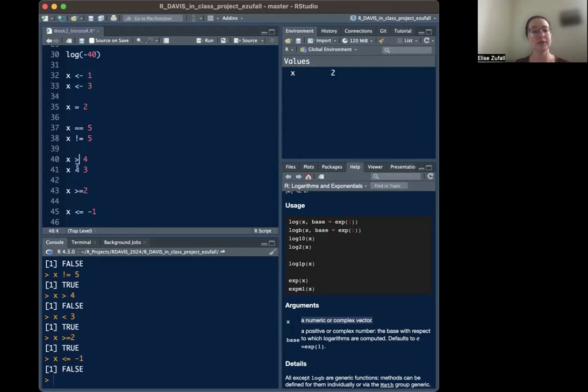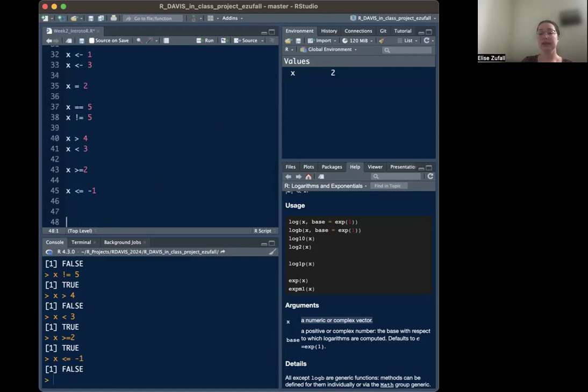Equals, not equals, greater, less than, greater or equal to, and less than or equal to. So notice that asking those questions is different from setting a value to X. We asked a lot of questions, but X is still 2. Okay, so now let's talk about assigning objects or variables.